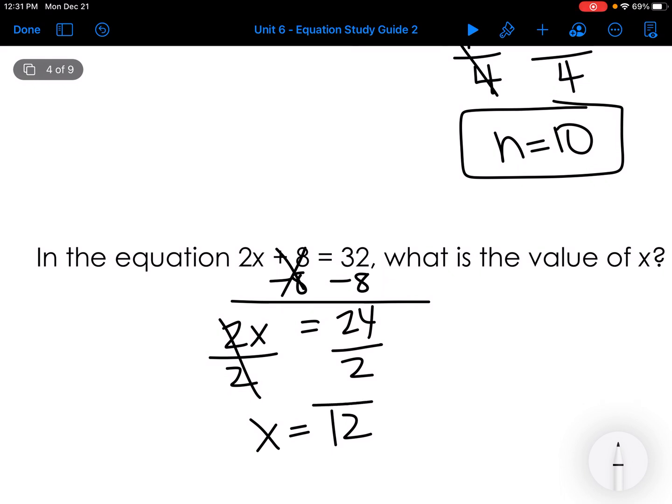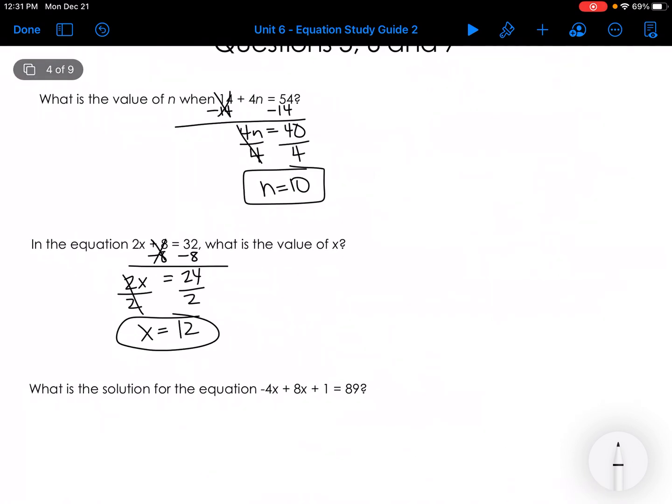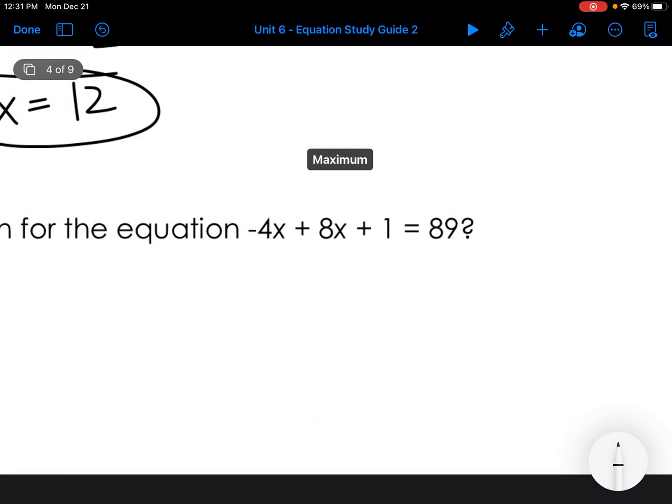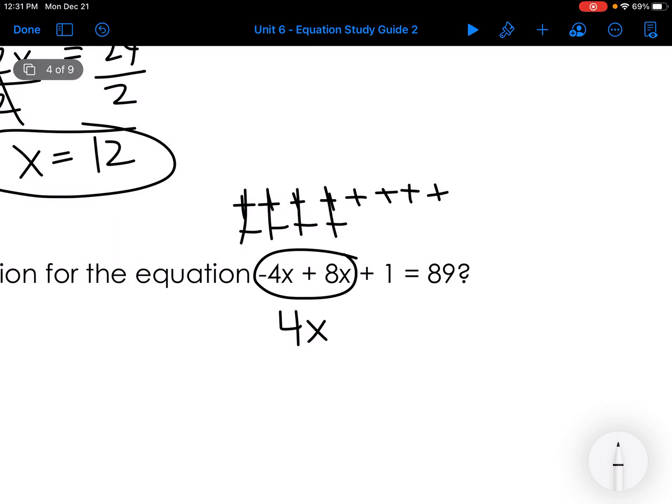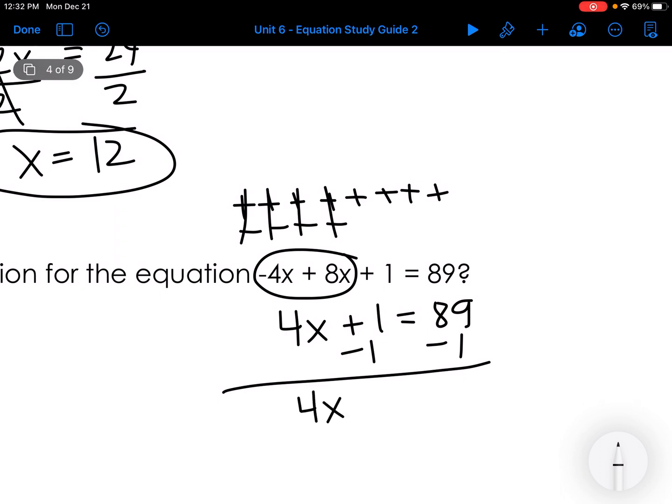So the goal is to figure out what just 1x is. And the last one. Alrighty, so I got 2 here. So can I create some 0 pairs? So that leaves me with 4x because this is 1, 2, 3, 4 negatives. 1, 2, 3, 4, 5, 6, 7, 8 positives. So I have a positive 4x plus 1 equals 89. So I'm going to zero out first, and I'm left with 4x equals 88. Then I'm going to find for 1.